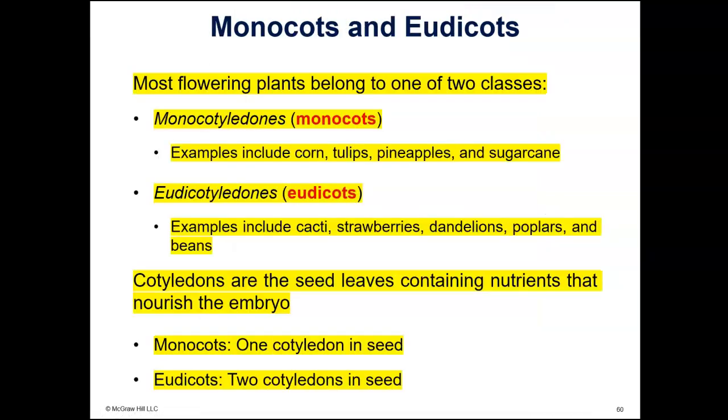All right, angiosperms are divided into monocots and dicots or eudicots. Monocot stands for monocotyledon. Examples of monocots include corn, tulips, pineapples, and sugarcane plants. The eudicots or eudicotyledons include the cactus, strawberries, dandelions, poplars, and beans. The word cotyledon means seed leaf. So they are the seed leaves containing nutrients that nourish the embryo. And monocots have one cotyledon in the seed, and eudicots have two cotyledons in the seed.